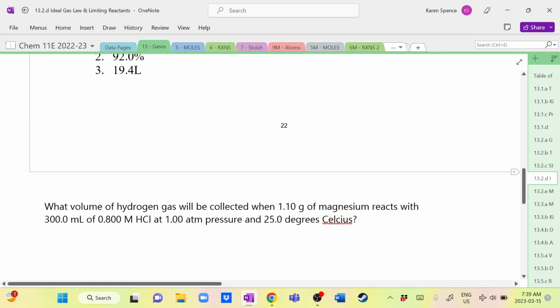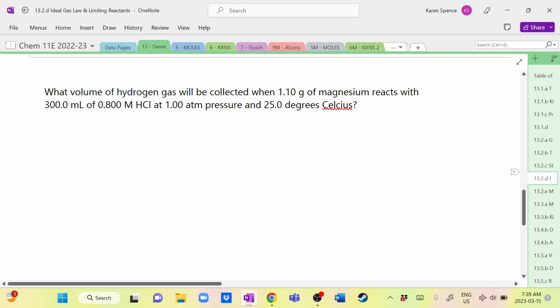Let's see. What volume of H2 gas will be collected when we have 1.10 grams of magnesium reacting with 300 milliliters of 0.800 molar HCl at 1 atmosphere pressure and 25 degrees Celsius? Well, we have to write our reaction before we can do anything with this.